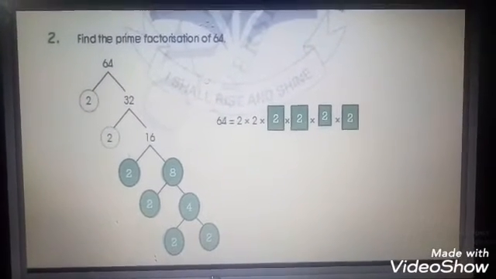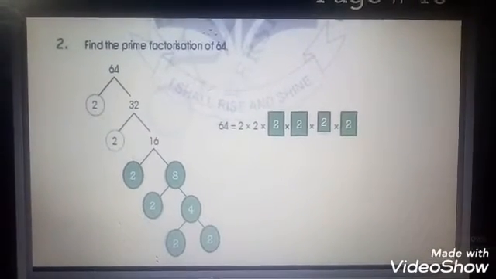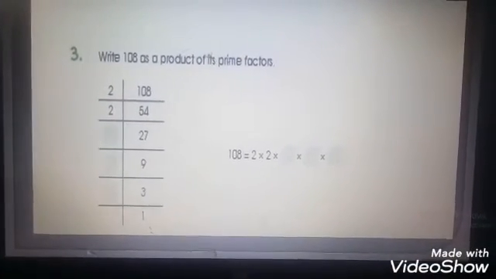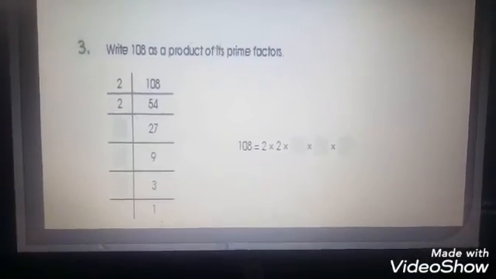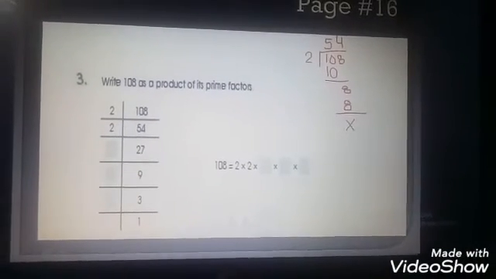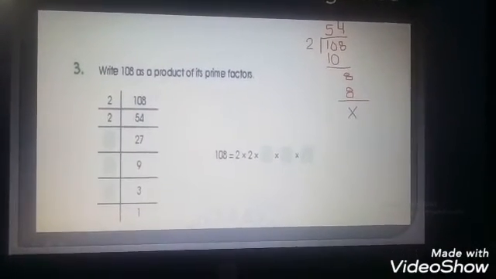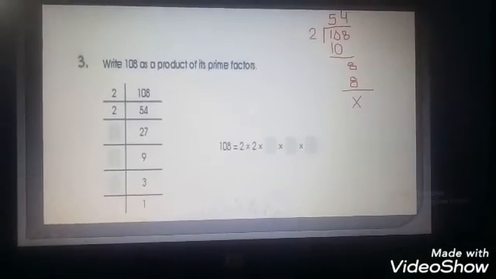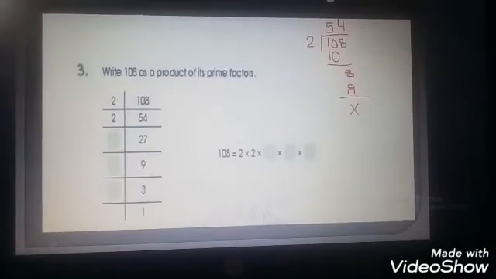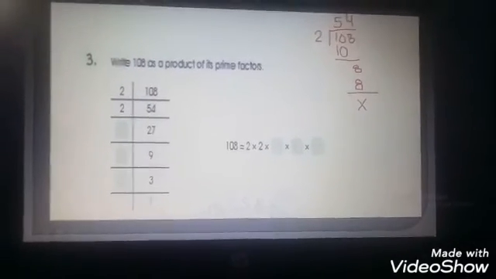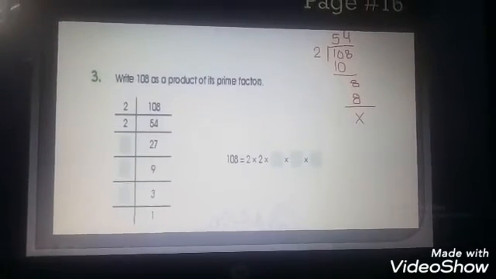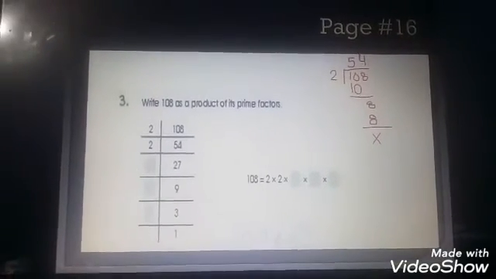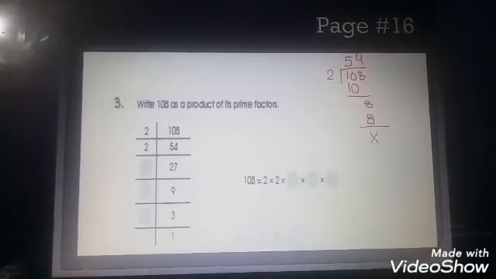Now we are moving toward question number 3 with the division method. Okay class, in question number 3, write 108 as the product of its prime factors. It means here you can divide the numbers to get the value. 108 is a composite number as well as an even number, so you can choose the even prime number, which is 2. You can divide 108 by 2.